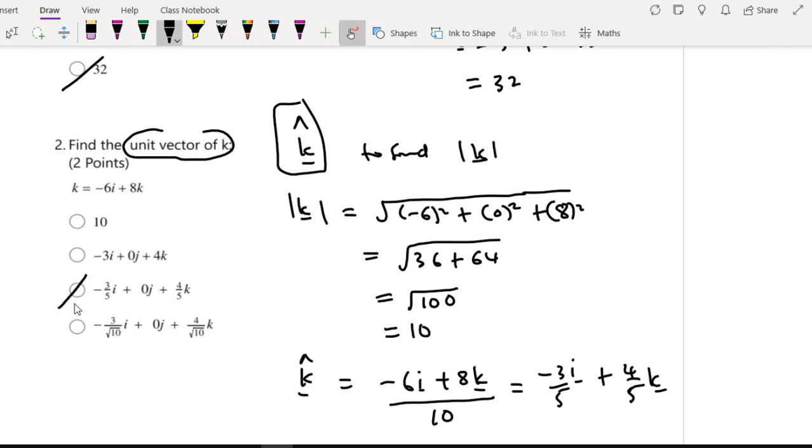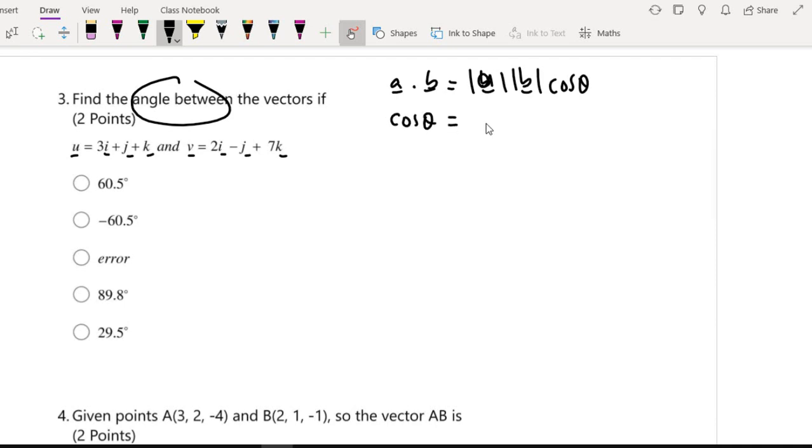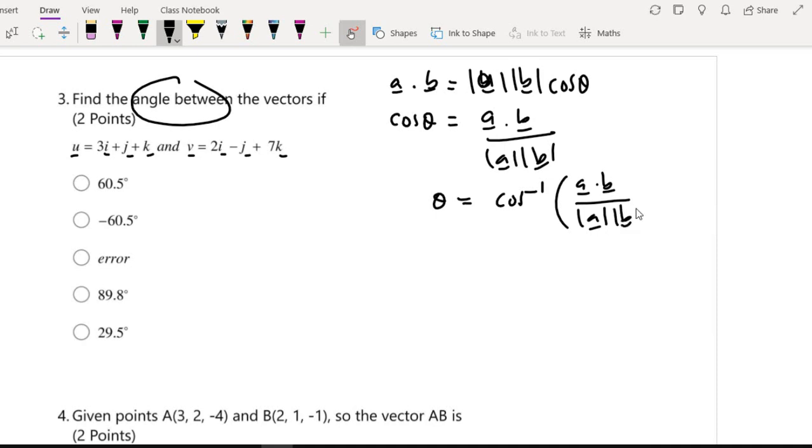Okay, this one. Number 3, find the angle between the two vectors. If you find the angle between two vectors, still remember the formula. a dot b equals modulus a times modulus b cos theta. Right, cos theta equals a dot b over modulus a times modulus b, or theta is equal to cos inverse of a dot b over modulus a modulus b.